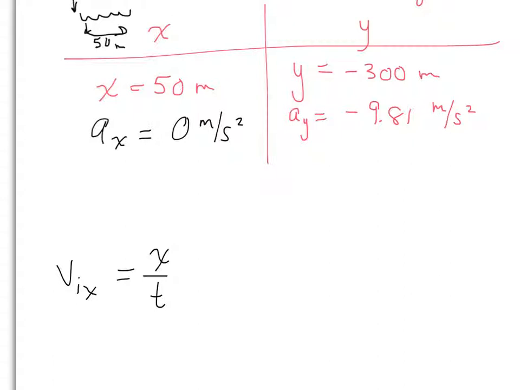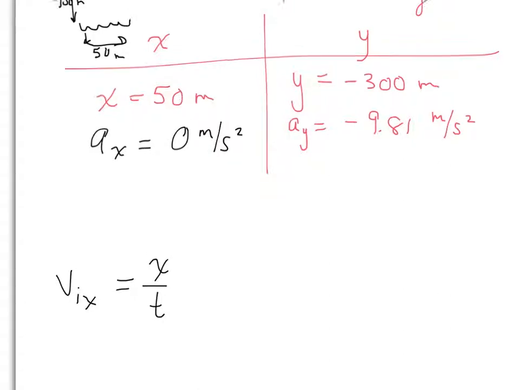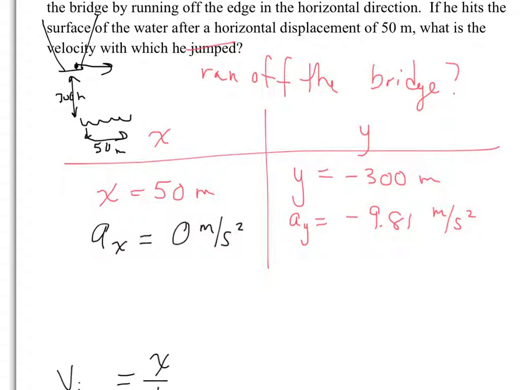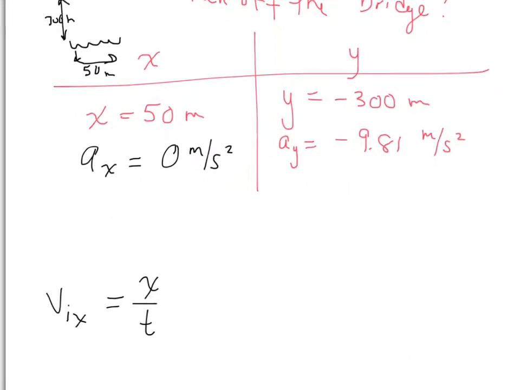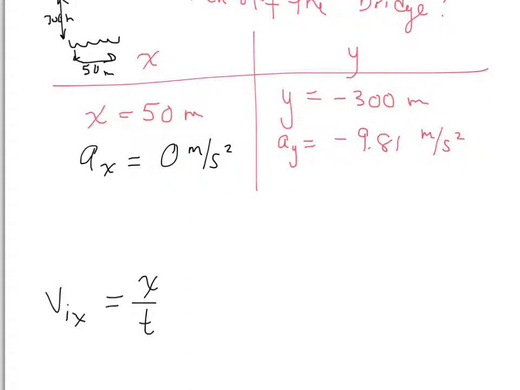Okay, I'm going to pause there, where Tom Cruise jumped off the bridge by running straight off. He ran in a horizontal direction, and he ended up 50 meters out from the bridge, and he had fallen 300 meters down, so we listed those givens, okay? Now, since he ran off the bridge horizontally, and he didn't jump vertically, what would VIY be? Because he's only running horizontally. It'd be 0, good.